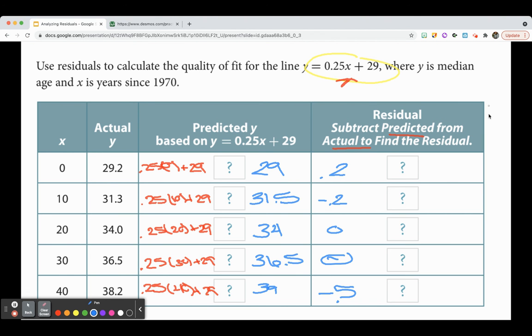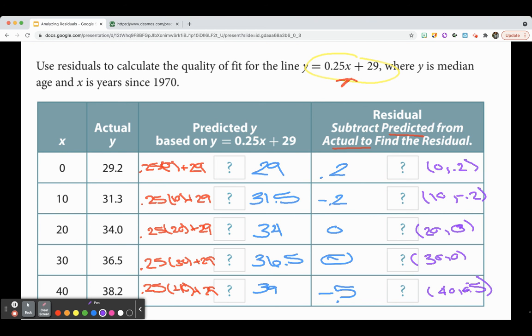Okay, so if I was to plot these on a scatter plot based on the information given, I would use my x values that were given, so it would be 0, and then the residual would be 0.2. Okay, this next one would be 10, and then negative 0.2. And then we would have 20, and 0, and then 30, and then 0, and then 40, and negative 0.8.